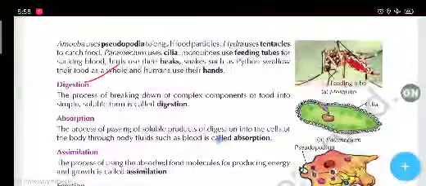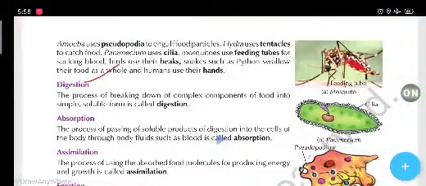Now after the ingestion process, the second step is digestion. Simplifying the food. Simplifying means the organism takes complex food and converts it into a simpler form. This process is called digestion. So here in the definition we can write: the process of breaking down the components of food into simple and soluble form is called digestion.